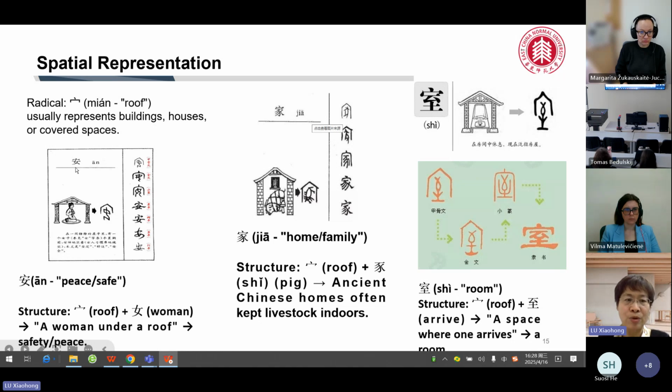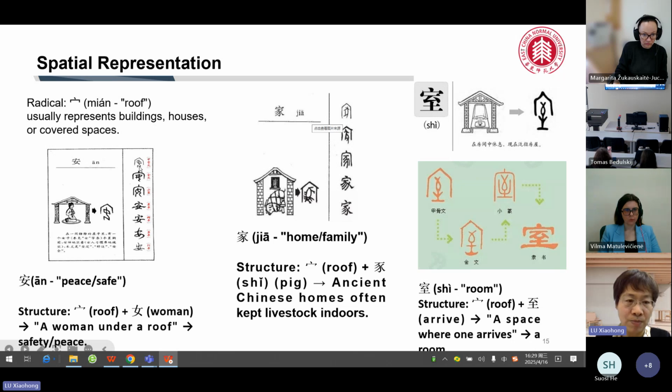So let's see the word 安. Maybe you have already learned the word 安. For example, we say 安全 means safe. Now here in 安, the upper part is indicating a roof, and the lower part indicating a woman. Here is the original script. This is the original script in Oracle inscription.